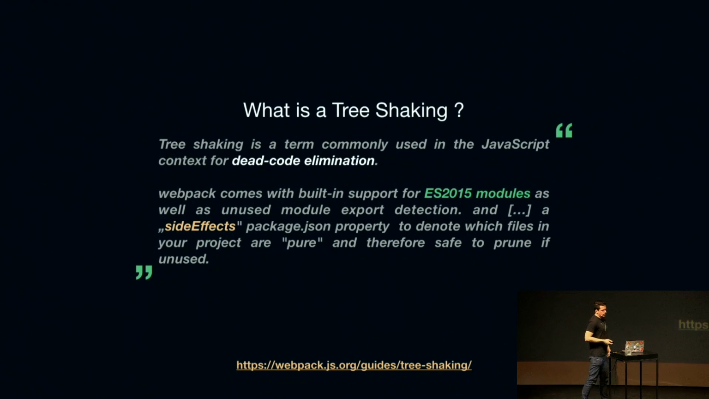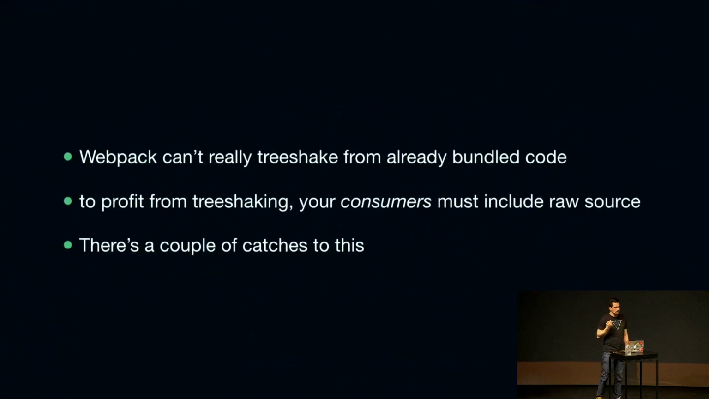Tree shaking basically means the bundler knows which parts of the library you're actually using in your application and which you are not using. And then it's deleting the parts of the code that you are not using from your final bundle. This sounds nice in theory, and Webpack can do this for ES stuff, that is important, with ES2015 modules. So if you're doing import this from that, Webpack can see whether or not you are actually using this or not. But Webpack can't really tree shake from already bundled code.